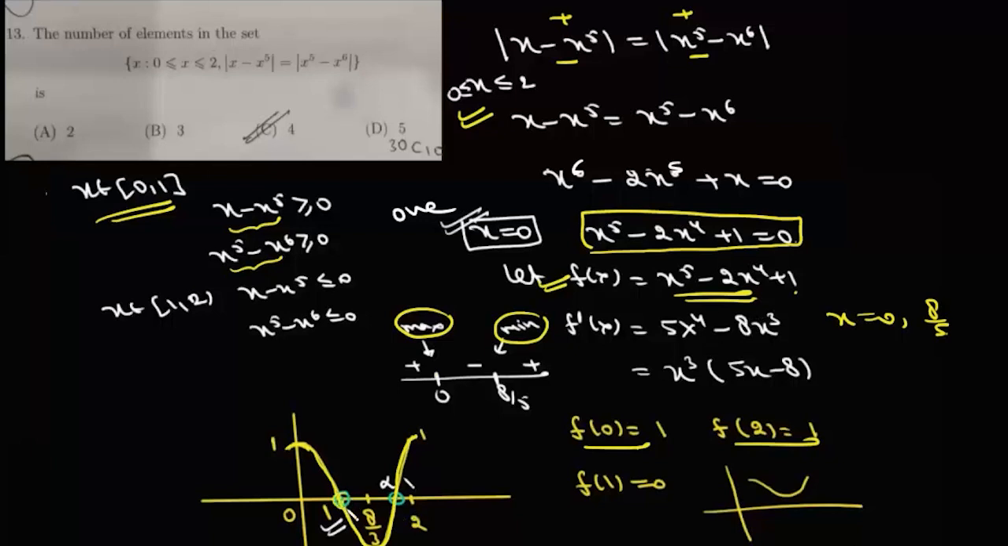So one of the roots is 1 and the other root is alpha. So there are three roots of this equation, 0, 1 and alpha, where this alpha lies between 8 by 3 and 2. So the number of roots of this equation will be simply 3, and that's your option B.